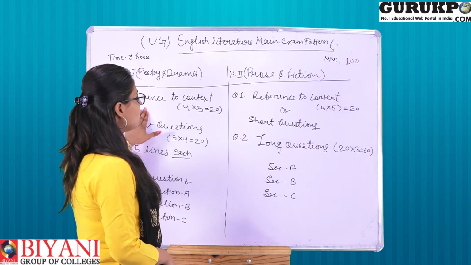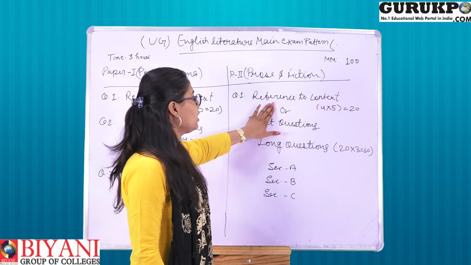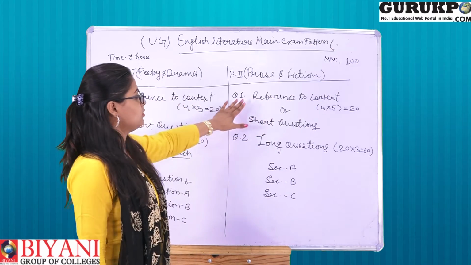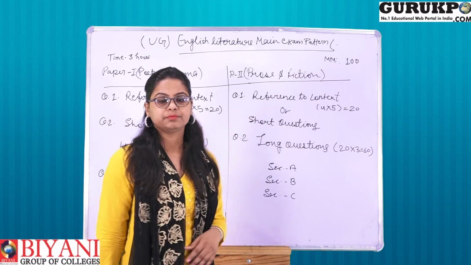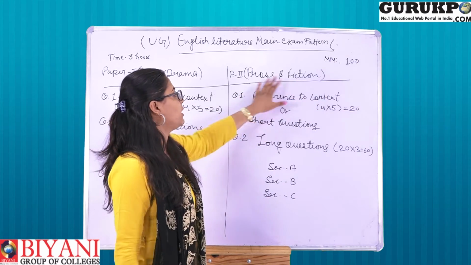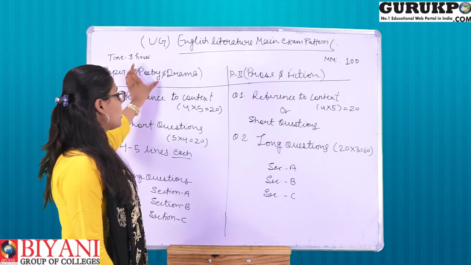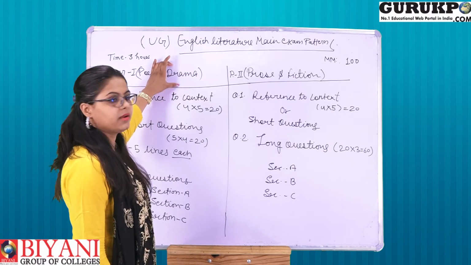We also have the same kind of pattern in BA first year in prose and fiction. You will also get reference to the context, explanation, from the prose and fiction part. So it can be from both parts, prose and fiction, and from poetry and drama. You can get stanzas from here, and paragraphs from here.